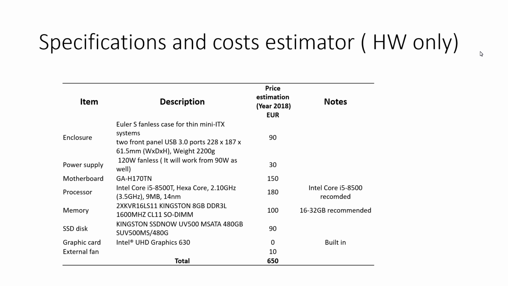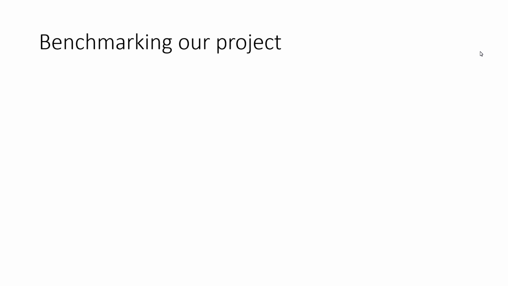Solid state disk, 500GB, 90 euros. Graphic card, we use Intel integrated graphics. There is no extra cost for that. And external fan, 10 euros. And the total system is around 650. If we add more memory, it will be 100 more, 750. If we add an extra SSD, then one more 100, so 850, it will be the extreme version.